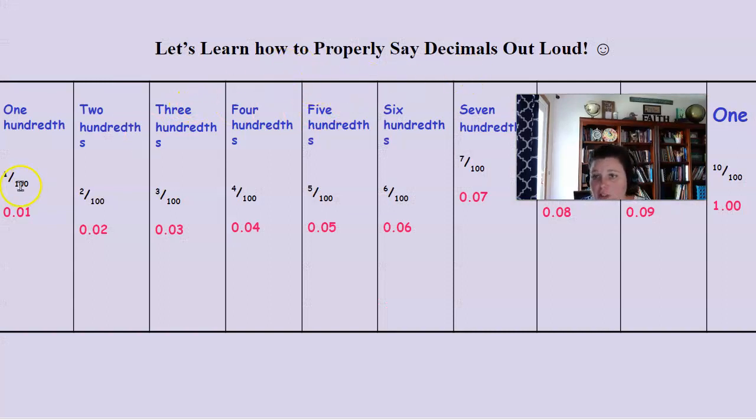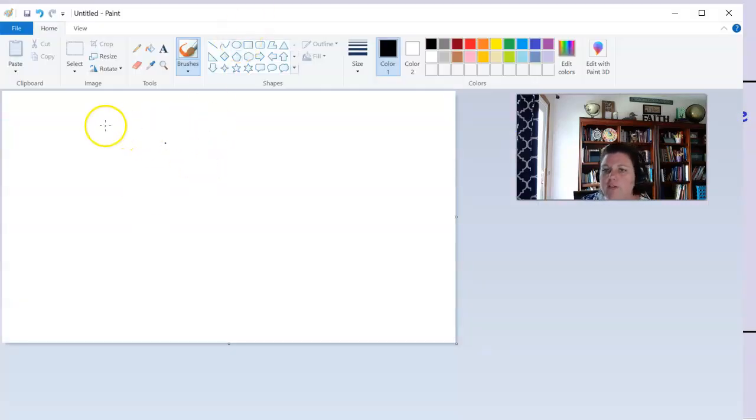And with decimals, you also have hundredths. So 1/100 as a fraction, 1/100th as a decimal here. So I wanted to show you kind of an easy way to remember decimal place value. And I want you to think of easy as 1, 2, 3.